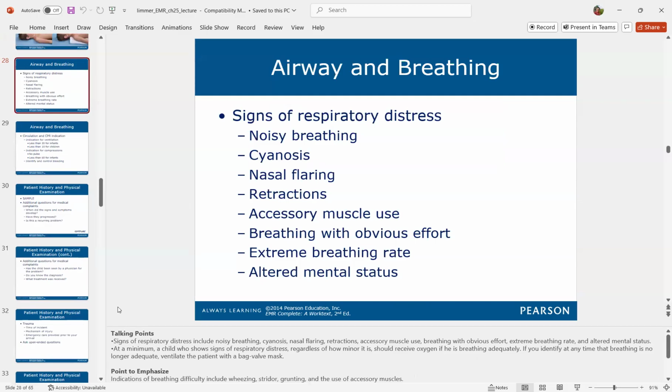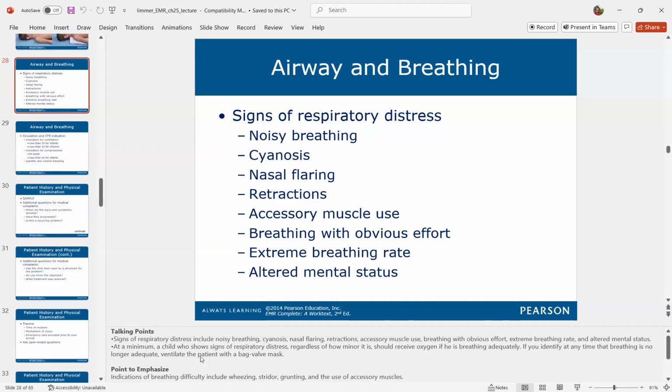Signs of respiratory distress include noisy breathing, like wheezing, stridor, and high-pitched seal barking, which can mean epiglottitis, among other things. Also cyanosis, nasal flaring, retractions, accessory muscle use, breathing with obvious effort, extreme breathing rate if it's really fast or really slow, or altered mental status. At a minimum, a child who shows signs of respiratory distress, regardless of how minor, should be getting oxygen if they're breathing adequately. If you identify any time that the breathing is no longer adequate, we're going to get the bag valve mask out and start bagging these individuals.